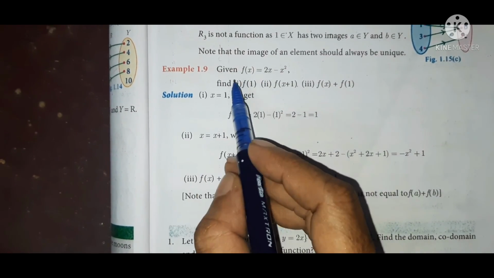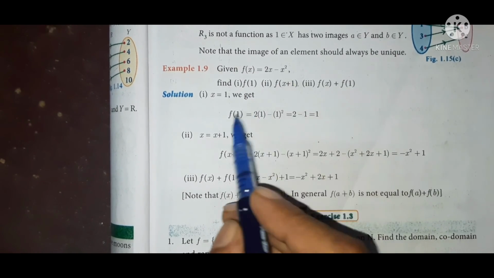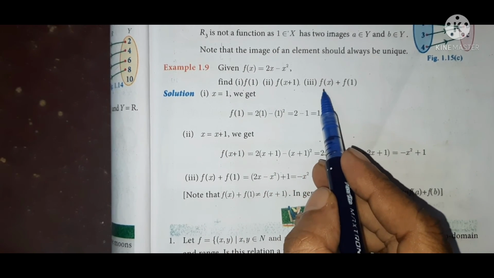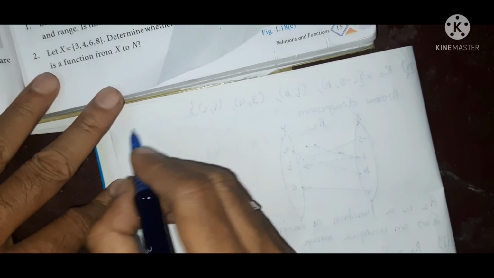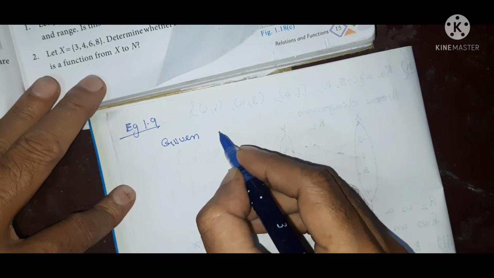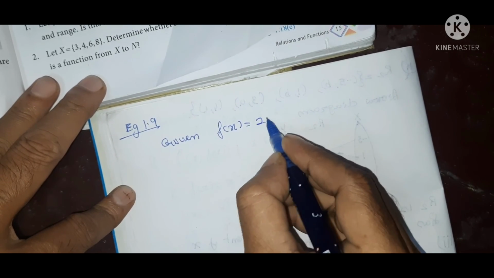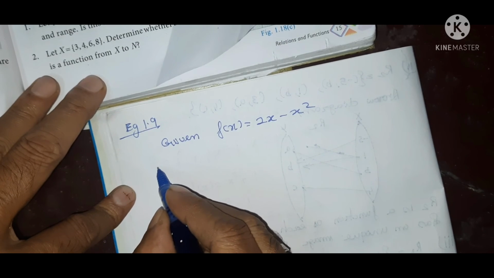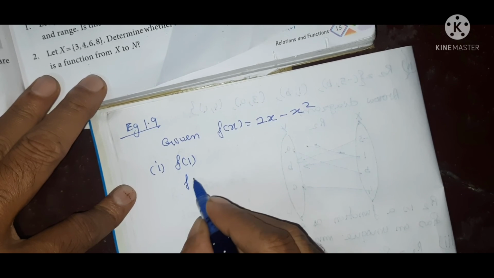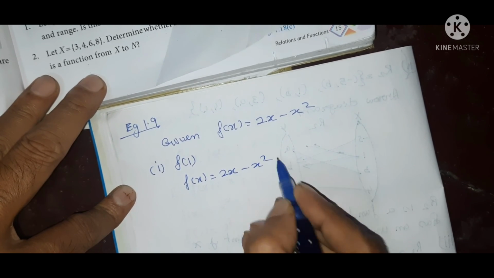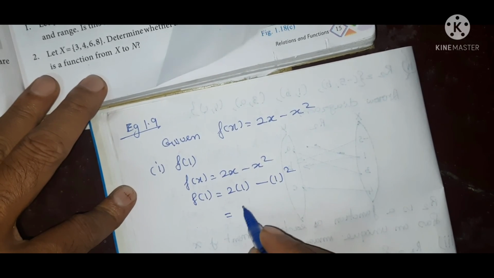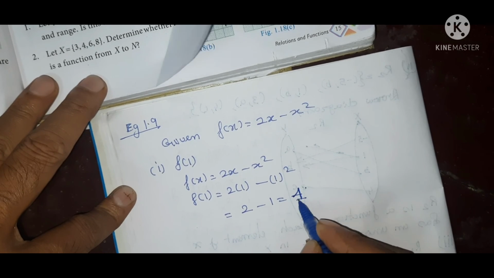Example 1.9. Given f(x) = 2x - x², find f(1), f(x + 1) and f(x) + f(1). Given f(x) = 2x - x², find f(1). The function is f(x) = 2x - x². f(1) = 2 into 1 minus 1² = 2 - 1 = 1.